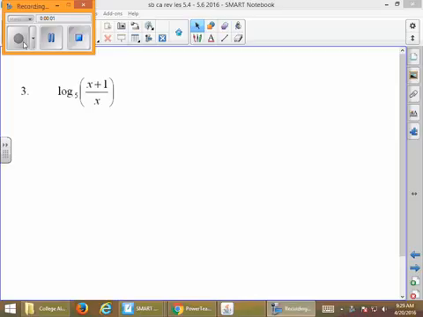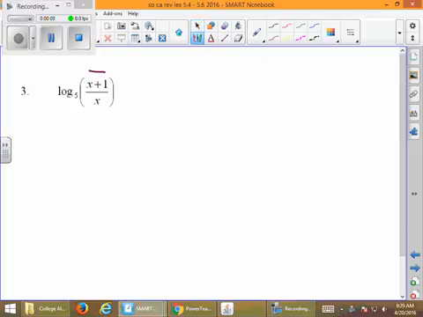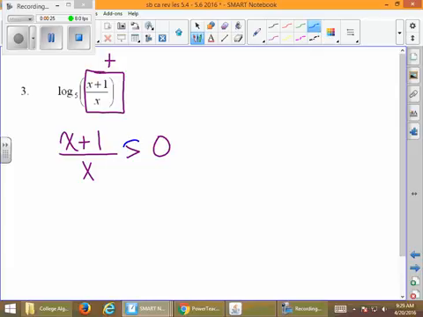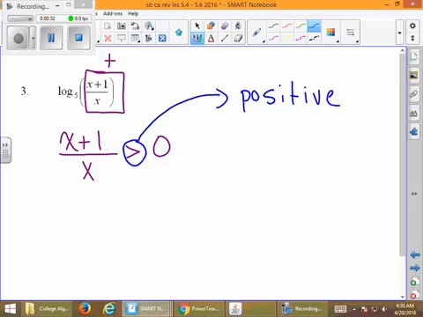In problem number 3, when we're finding the domain of this function, we've got a couple of issues. But the first thing about domain is that this part of the logarithm must be positive. So when we set this up, it's going to be (x + 1)/x is greater than 0. The greater than part, remember, means that it must be positive. So that's the domain part of that.